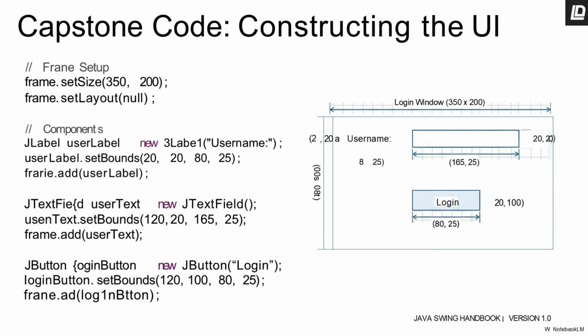After arranging your components, you can configure properties like size, color, fonts, and visibility. These details make your UI readable, attractive, and easy to use.